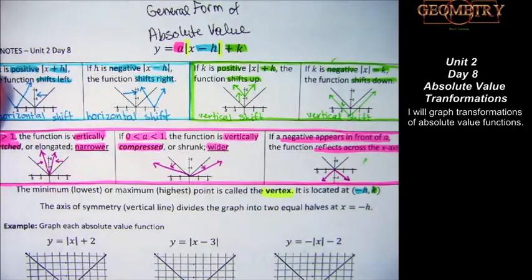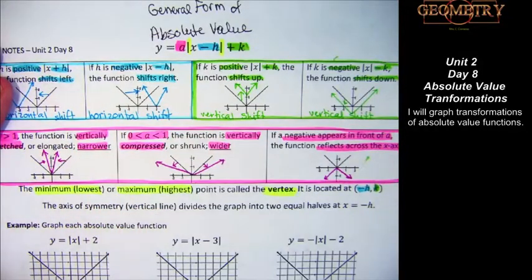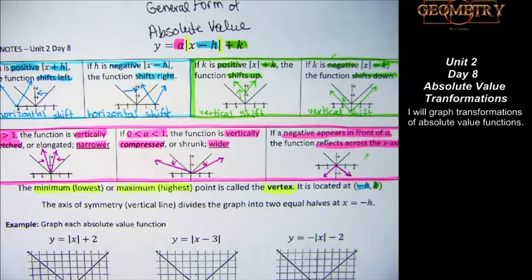Okay. At that vertex, you'll find the minimum, the lowest, or the maximum, the highest point of this graph. And that will be where the range either begins, if it's the minimum, or where the range ends, if it's a maximum. And we'll see that in the next couple examples.